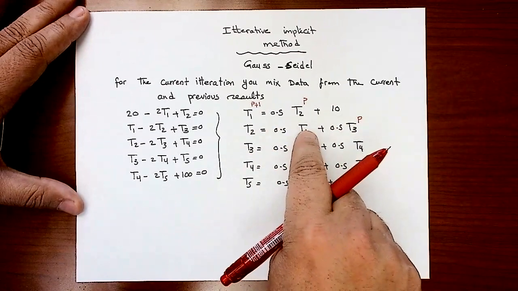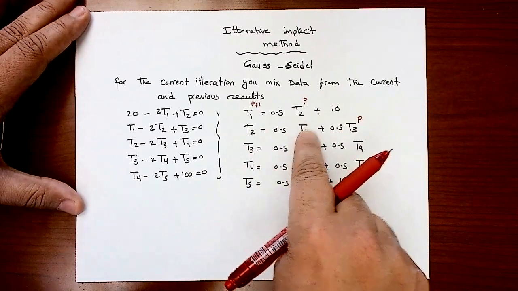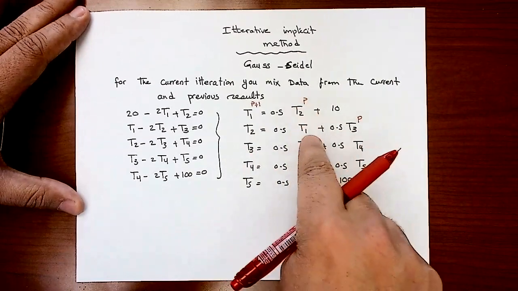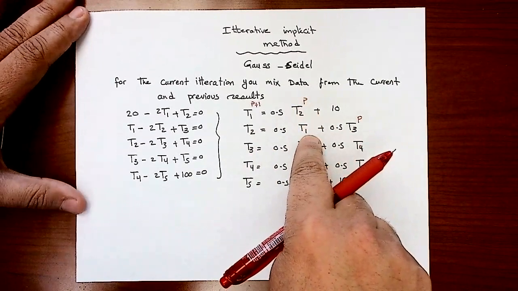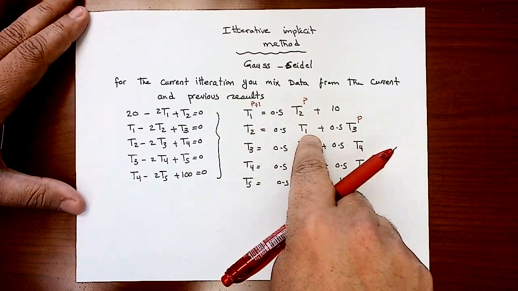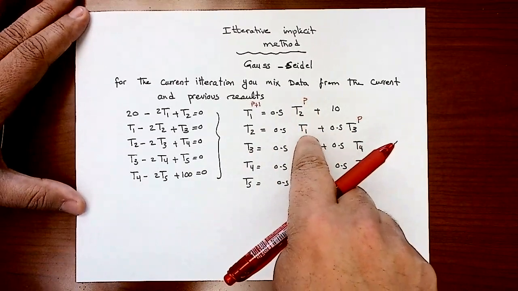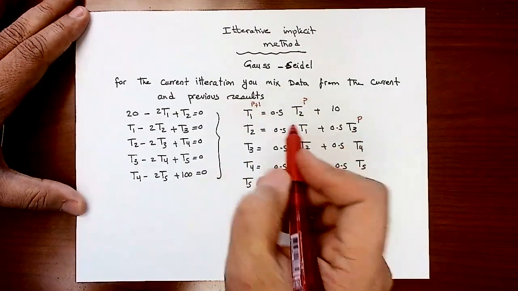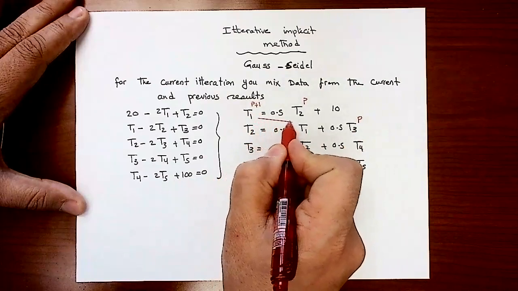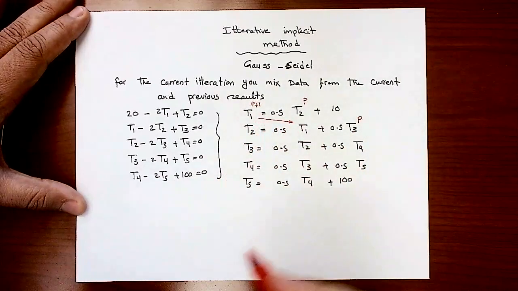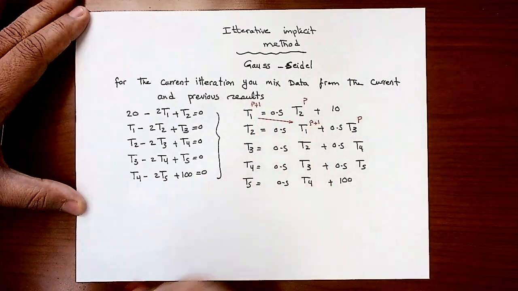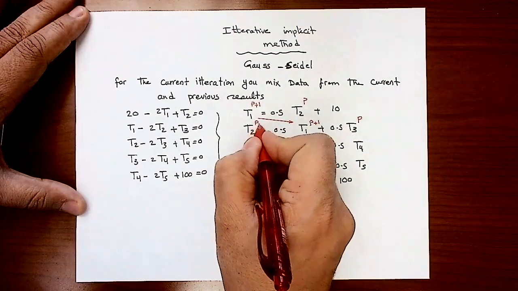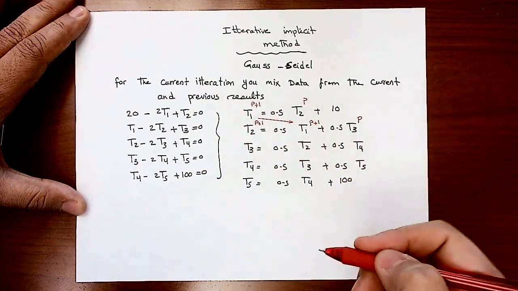But T1, according to Jacobi method, we took that from the previous iteration. But now the implicit method is using whatever is available from the current or previous. So T1 was calculated from the previous step. So I'll take T1 from here, substitute into this equation. So this T1 will be from the current iteration. Now I will get T2, the new value, right? Let's move to the next step.